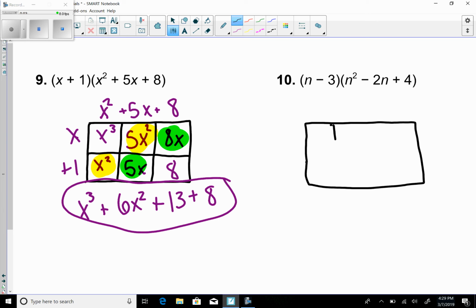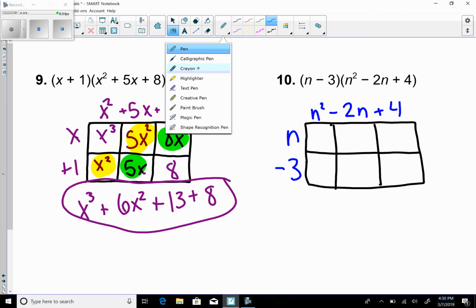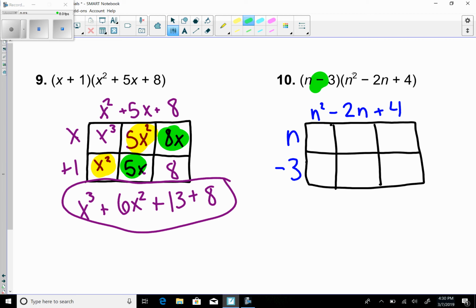Okay, so last one like this, and then we'll do the word problem. So I'm going to do n minus 3, and then I've got n squared minus 2n plus 4. Now I'm going to encourage you, really watch your signs because you've got some subtraction and negative signs in there. You've got a negative, another negative, then a positive. So your signs are going to be switching up just a little bit. Something to pay attention to.